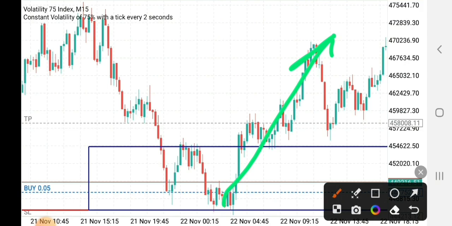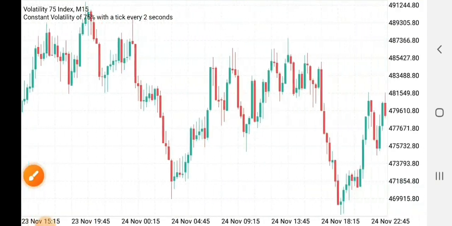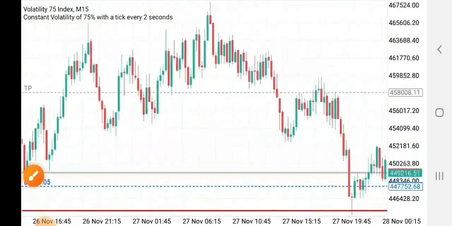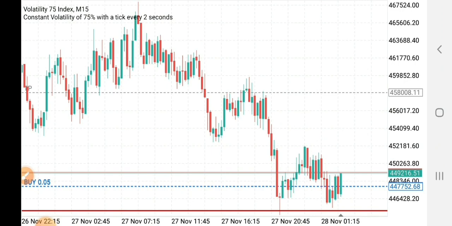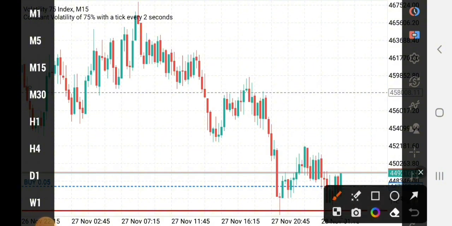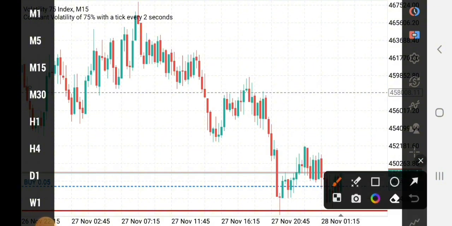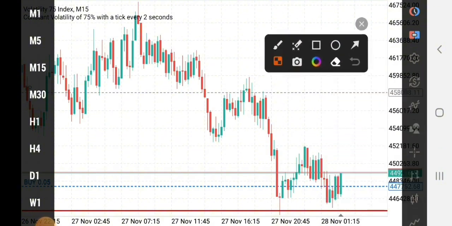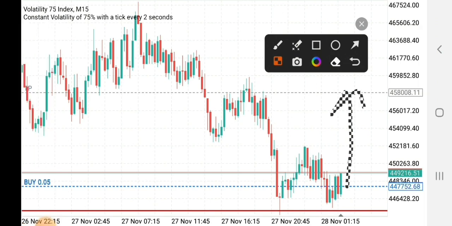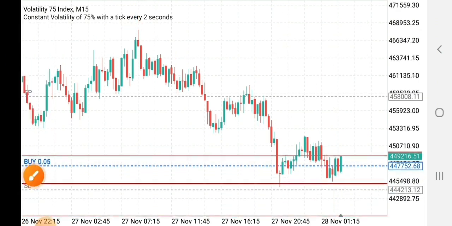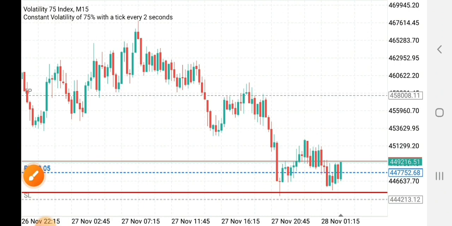Okay, I can go on and on and on. Just discover this pattern on a bigger time frame, come to a lower time frame and see the same pattern, and you are good to go. So you can see that we already in profit. Okay, and our target is here, which is up here. It's about 1:3 or so. So that's exactly how this strategy works.